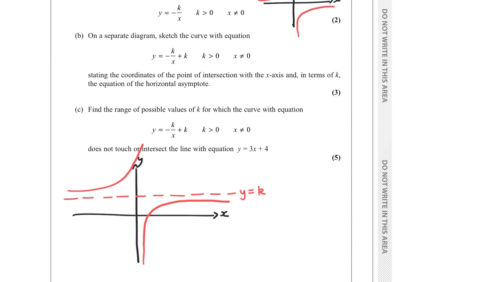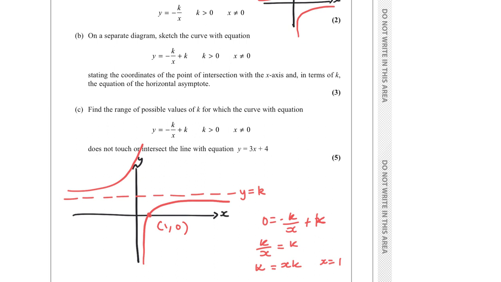So when does 0 equal minus k over x plus k? So k over x equals k. So k equals xk. x equals k over k, which is 1. So this one is 1, 0. Okay, perfect. Yeah, I do agree with that. Right then.